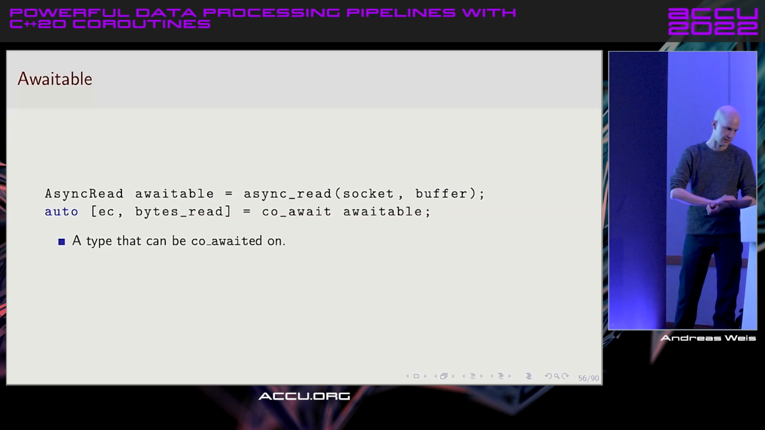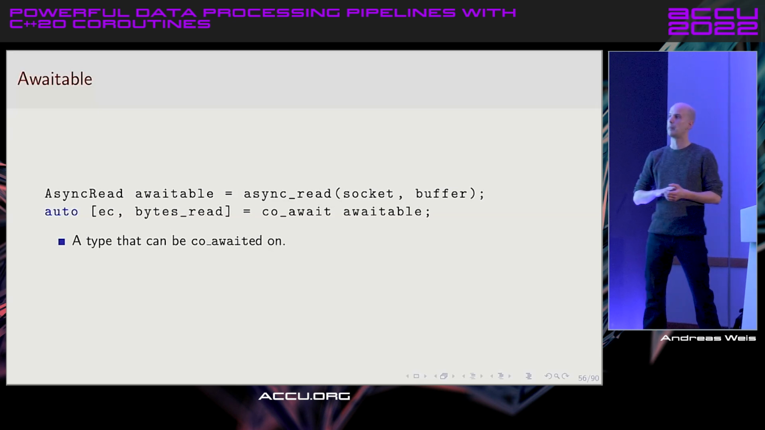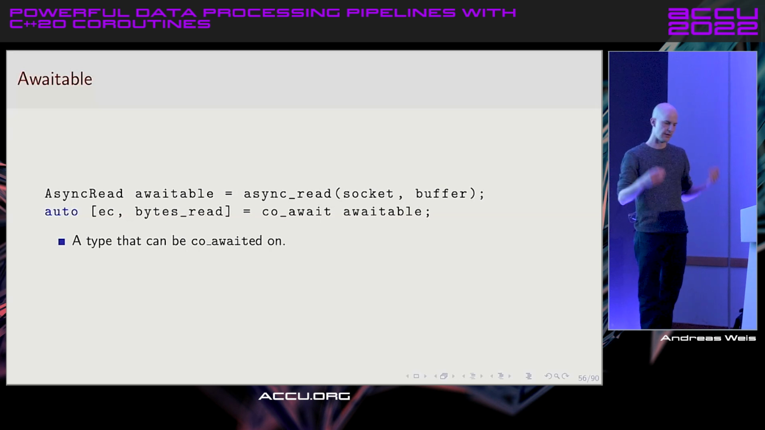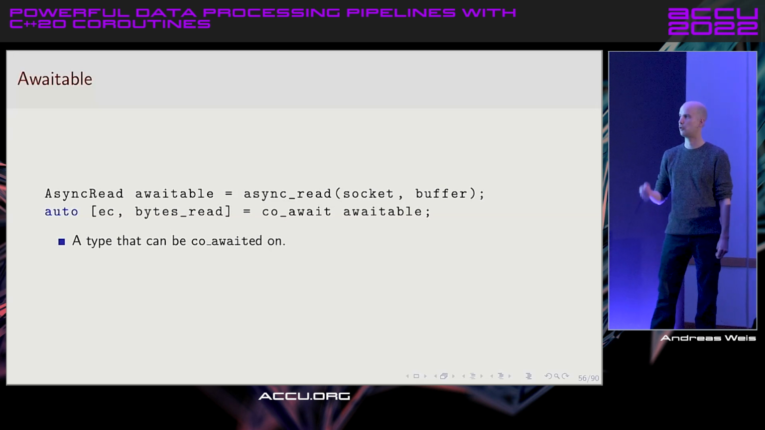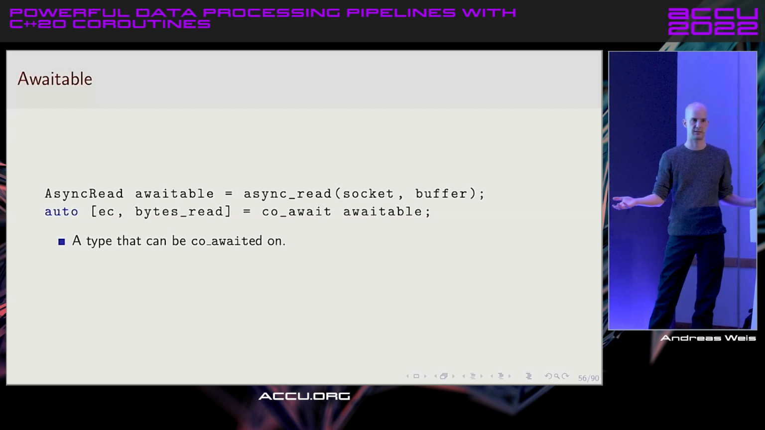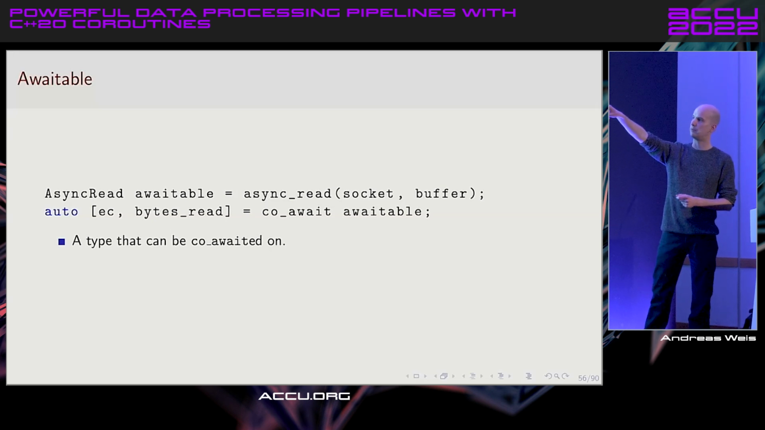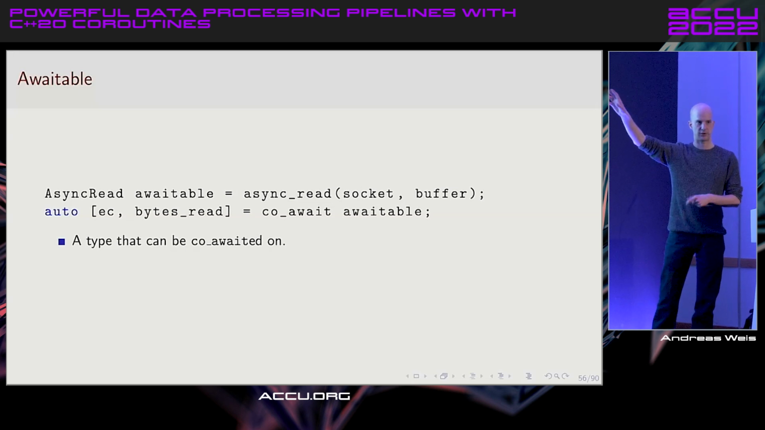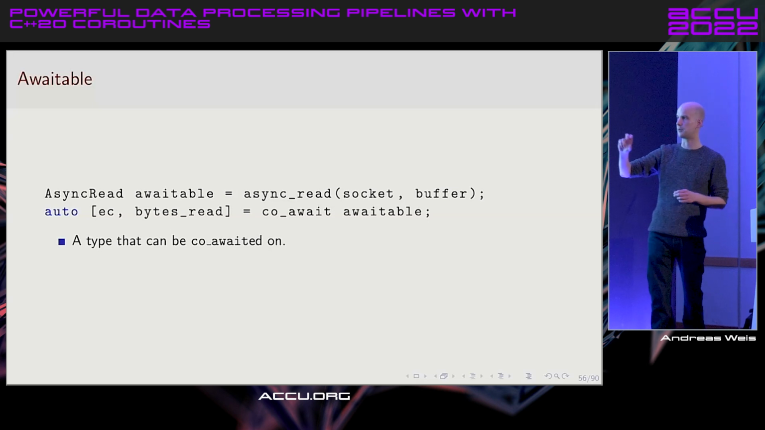Then the last object that we need to take a look at is the awaitable. So the awaitable is basically anything that I call co-await on. That's the simplest way, I think, to think about this. So in this case here, like we had this async read function. Before we just had this on a single line. We just called co-await async read.